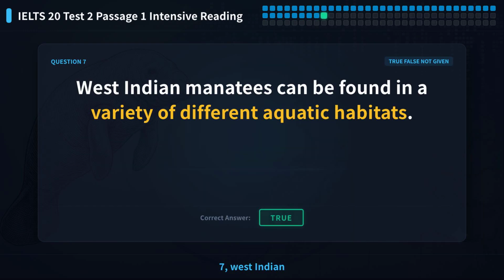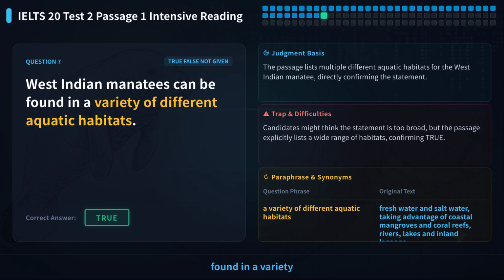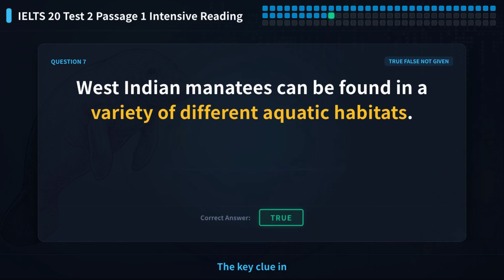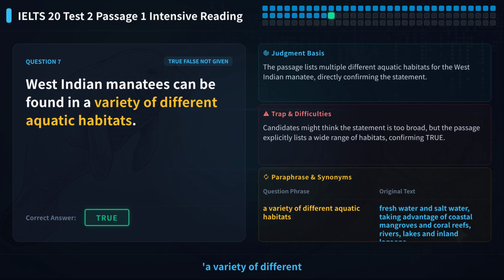Let's look at question 7. West Indian manatees can be found in a variety of different aquatic habitats. Please pause the video and try this question yourself first. The key clue in the question is a variety of different aquatic habitats.